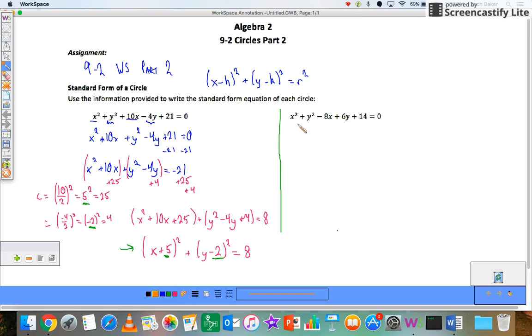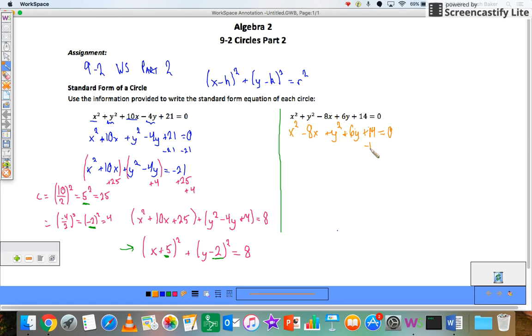All right, so let's start to work through it. Okay, again, same kind of concept here. We're grouping our similar terms. So x squared minus 8x plus y squared plus 6y plus 14, sorry, my pen's not working very well, is equal to 0.